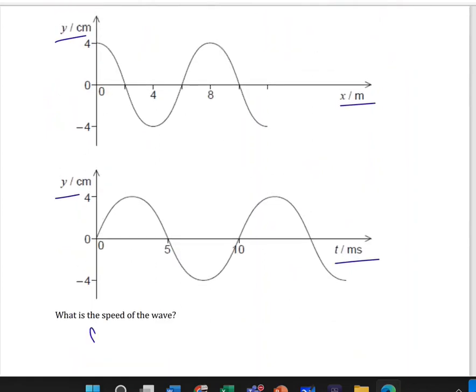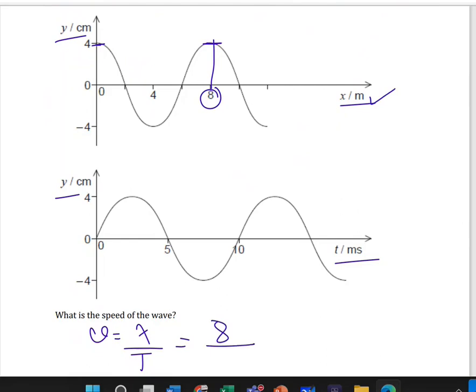Now to find the speed, it's distance over time, wavelength divided by the period. Now wavelength is from the first graph. Wavelength is the distance between 2 consecutive points that are in phase, or they're doing the same thing. So if I take a crest and a crest, these 2 consecutive points in phase, this distance here is 8. So it's 8 meter, the unit meter.